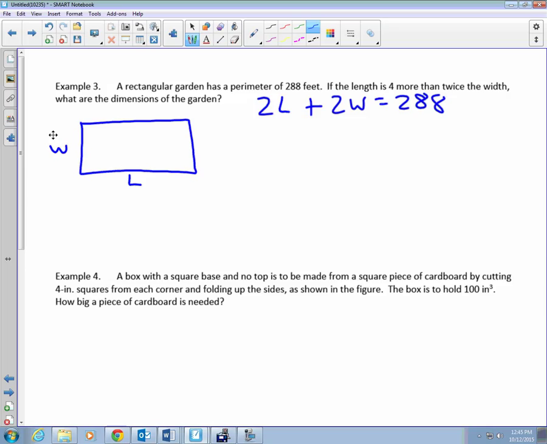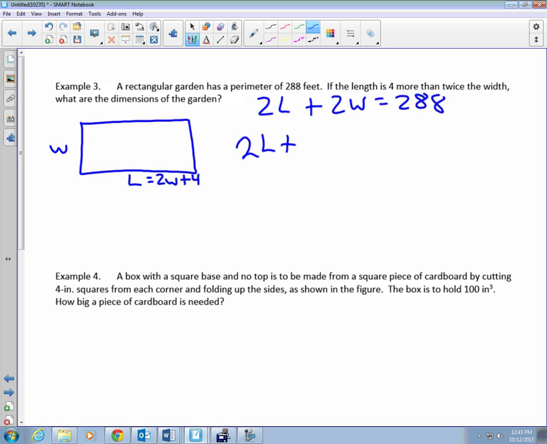So I got to use something else up here. What can I use? Oh, what a smart guy. L equals 2W plus 4. It says length is 4 more than twice the width. Now I can do what with that?